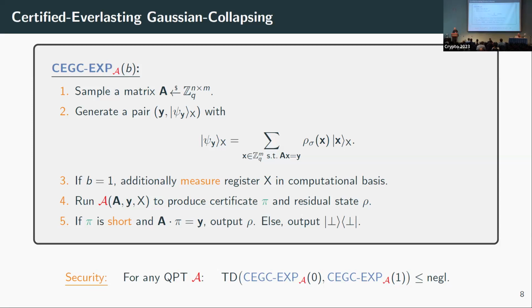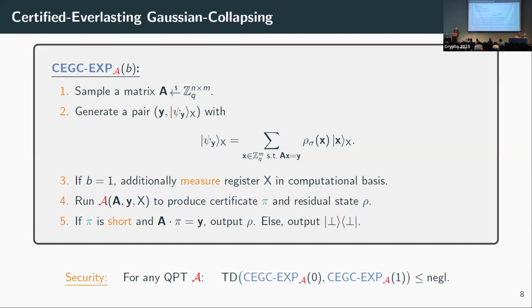Okay, so let's consider the following experiment. It's exactly the same as before. We also have the superposition of Gaussian preimages. But now, rather than encrypting a bit, which is either 0 or 1 in the phase, we change the experiment slightly, and we either hand out the state as it is, or if B equals 1, we actually measure the state before we send it to the adversary, okay? So now the claim is that the adversary, once they present us a certificate pi, they don't actually know whether they started with a measured state or a non-measured state, okay? So this is what we want to show. And what we call this property is certified everlasting Gaussian collapsing.